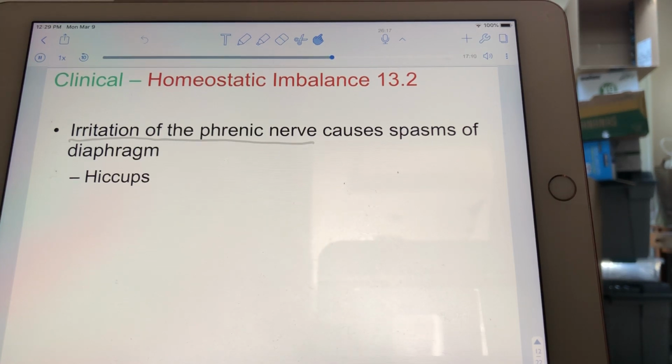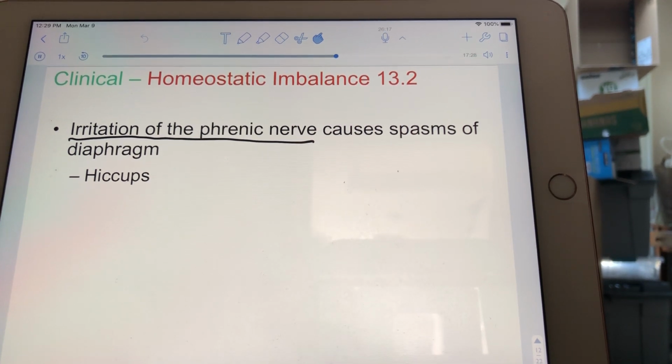Sorry. I think I've actually already mentioned in class for you that hiccups are a byproduct of irritation of the phrenic nerve. When the phrenic nerve becomes, I don't know what's the right word, displaced or crushed or irritated in some sense, then we're likely to see spasming of the diaphragm. That's what hiccups are.